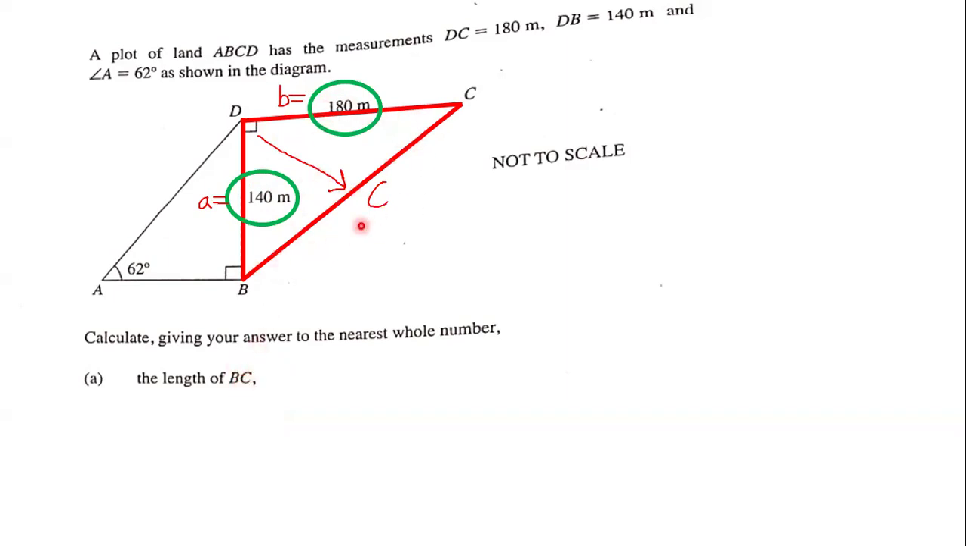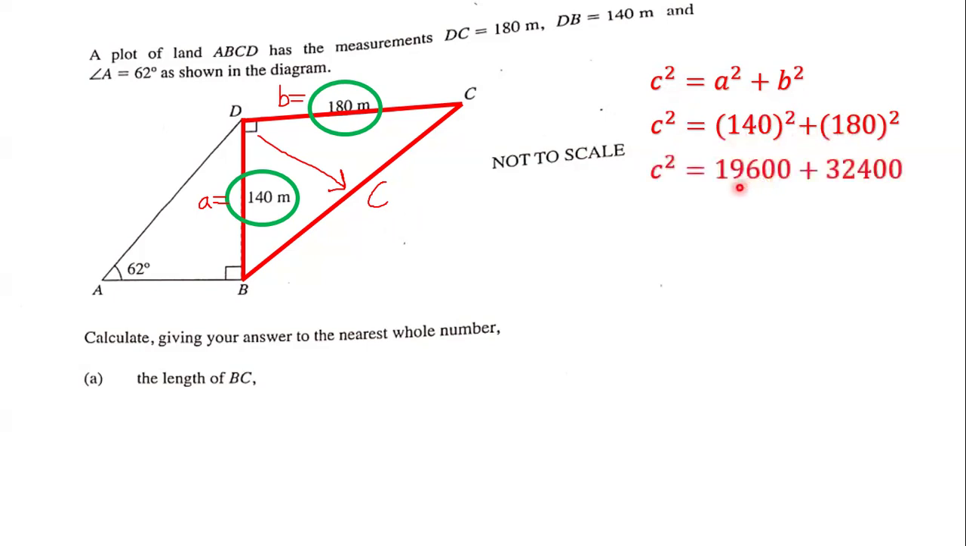Now we label this so that we can efficiently use the Pythagoras theorem, which states that c squared is equal to a squared plus b squared, where c is the hypotenuse, and a and b are the lengths of the other sides of the triangle. And so we have that a is 140, b is 180, okay? And so we have 140 squared, which is 19,600. We have 180 squared, which is 32,400.